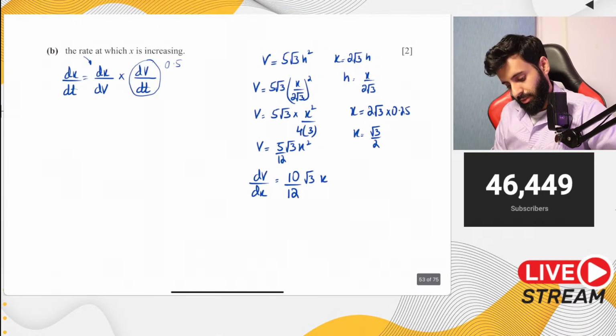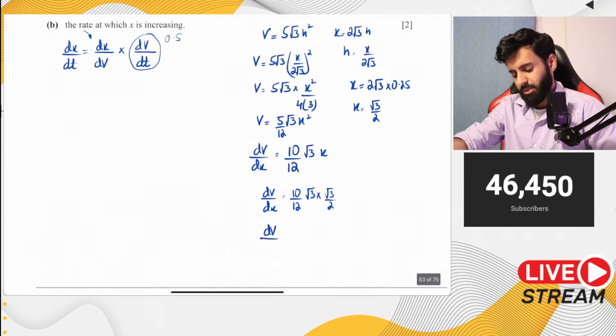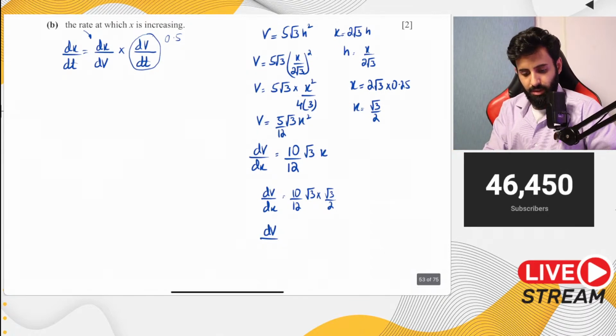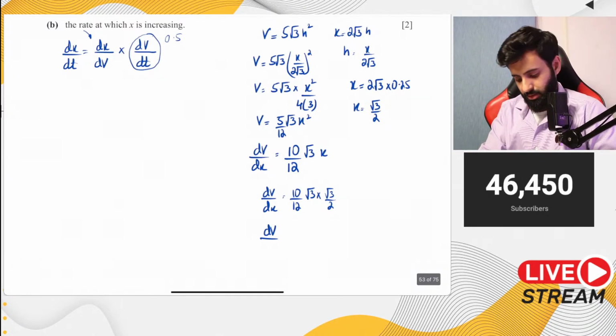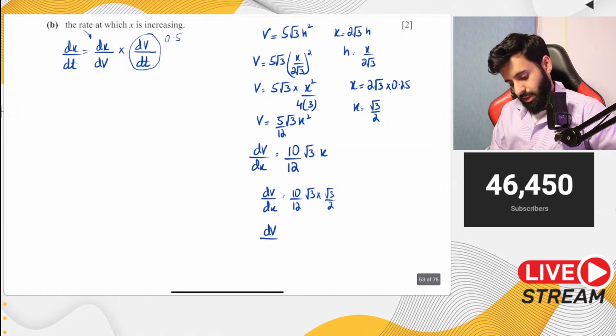Now dv upon dx is equal to 10 upon 12 under root 3 into under root 3 upon 2. Now this will simplify quite a bit. Just use your calculator for this, that's what I would advise. 10 upon 12 into under root 3 into under root 3 upon 2. So dv upon dx turns out to be 5 upon 4, and that's it.